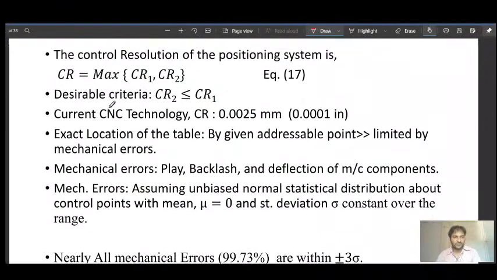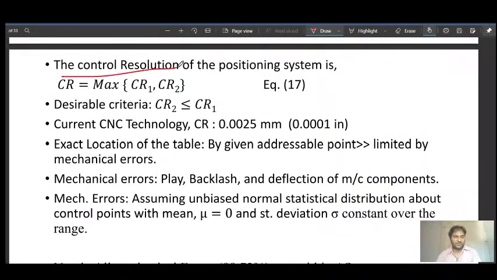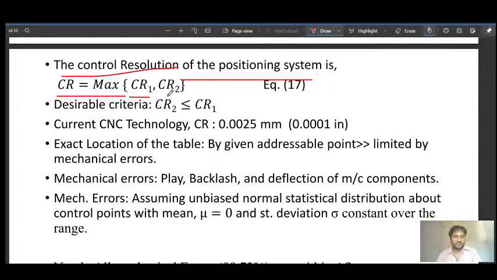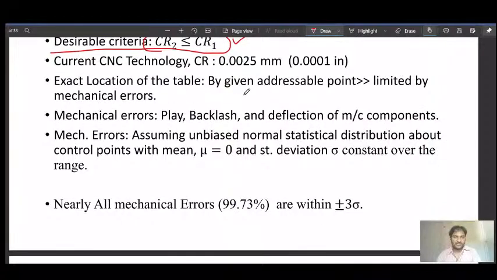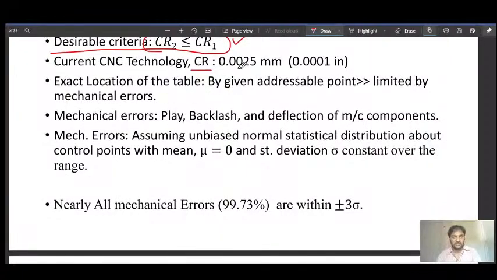Okay. So control resolution of the positioning system is given by CR maximum, CR1 or CR2. If you remember, CR1 is P by NS into RG, and CR2 was length L by 2 to the power b minus 1. The desirable criterion is that CR2 should be less than CR1. Current sensitive technology uses control resolution of this much, 0.0025 mm. See how small this value is.